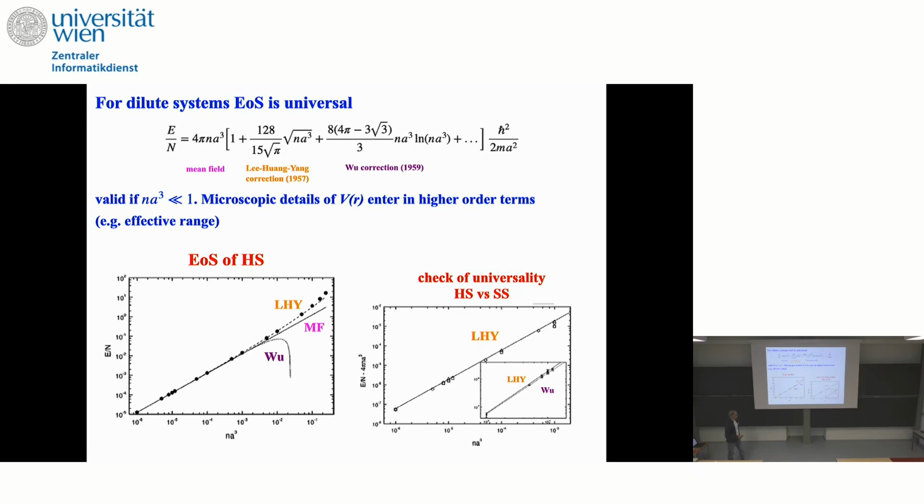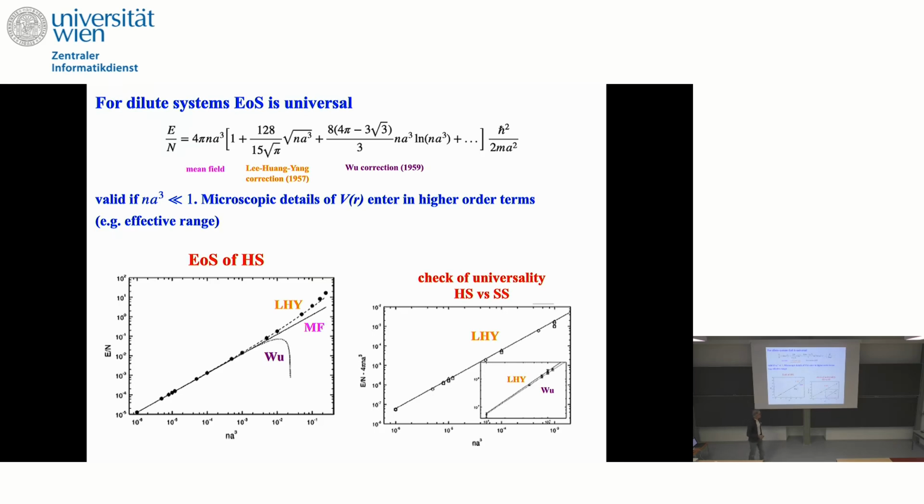Here we wanted to check universality. So we compare results for hard spheres and soft spheres, and we also subtracted the trivial mean field term. Here you see that all our points, hard spheres and soft spheres with different ranges of the interaction, all align along the Lieb-Liniger correction. So they provide the same equation of state, even though the potentials are completely different.